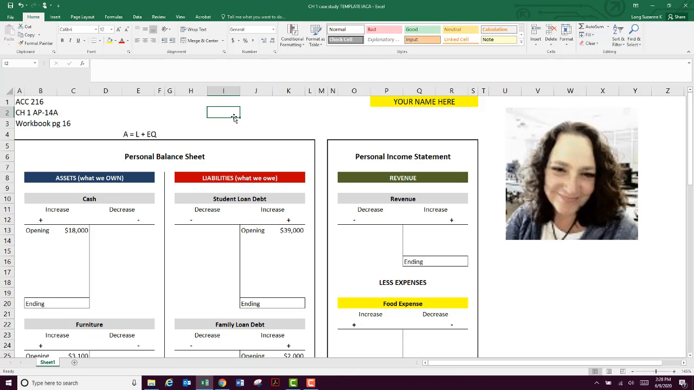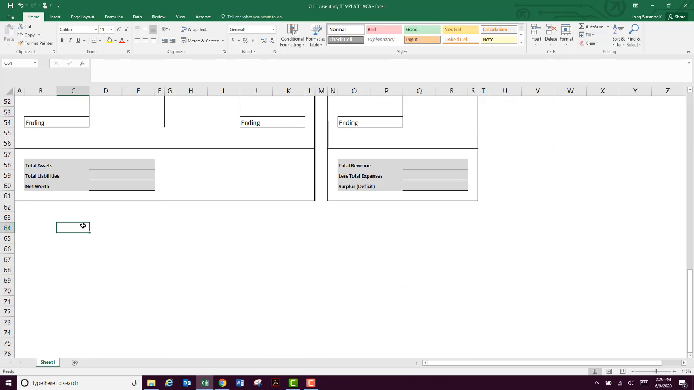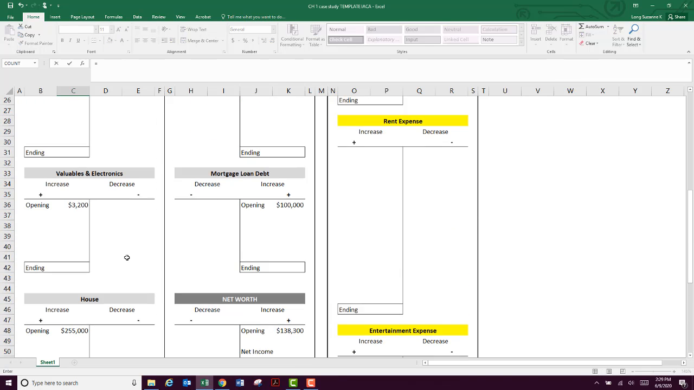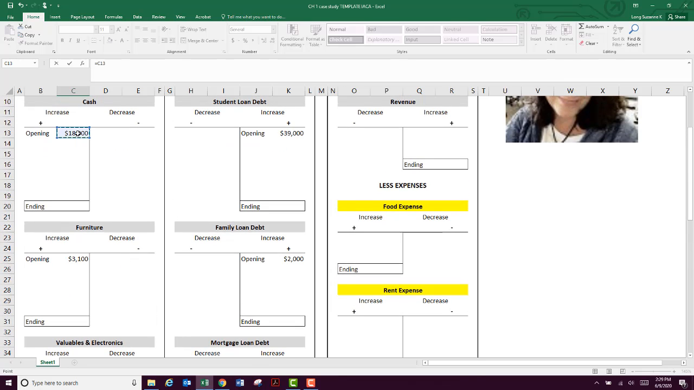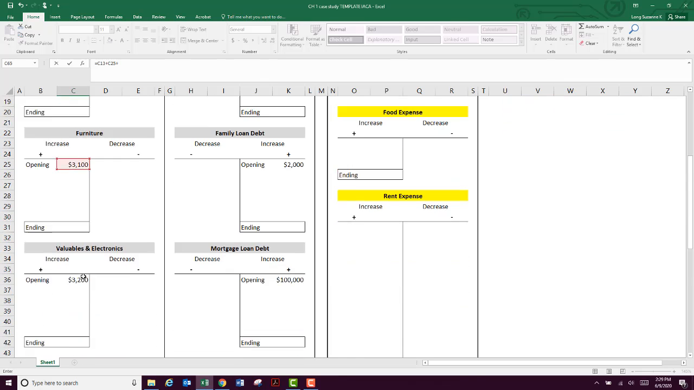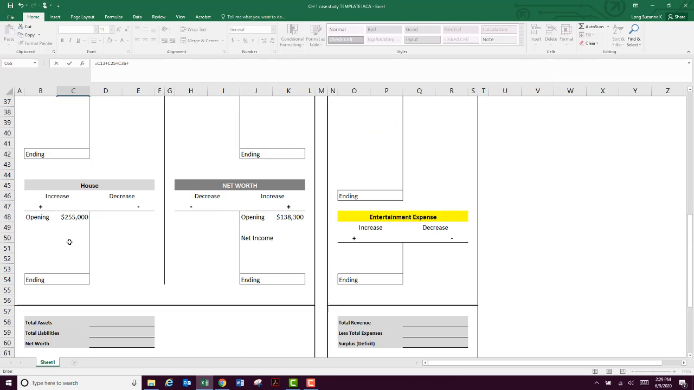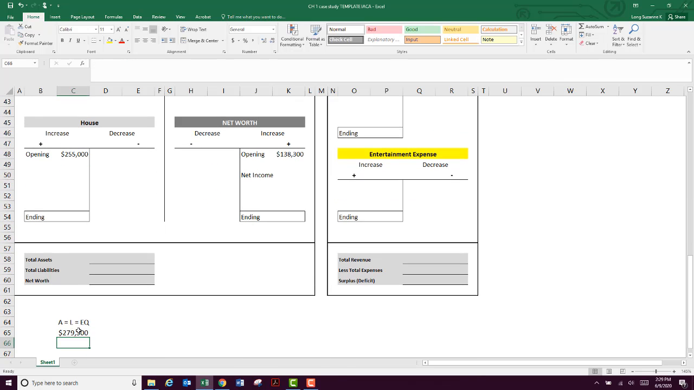I would love to do one more thing. I'm just going to scroll down for a minute. Assets equals liabilities plus owner's equity. What do we have in assets? A little practice with Excel too. I'm going to use a formula. What's our total in assets? We've got 18, plus, we got this one, click on it, type plus, this one, type plus, click on this one, and enter. I've got $279,300 in assets.